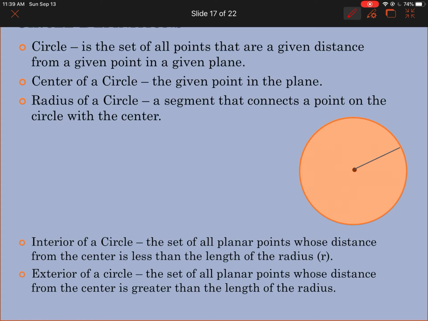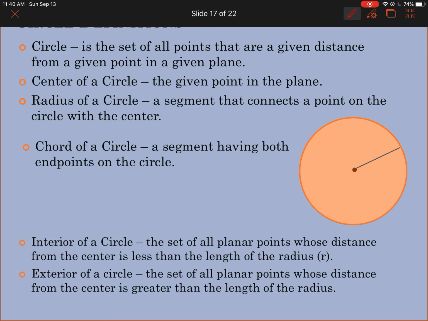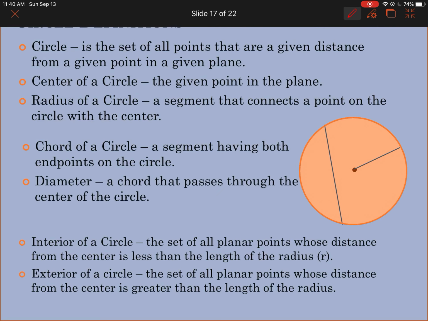Back to our circle definitions. These are a bunch of the ones that we named before. There's a few more that we want to mention now. A chord is a segment having both endpoints on a circle, so there's a chord. And then there's some special types of chords. There's a chord that passes through the center, and that is called a diameter.